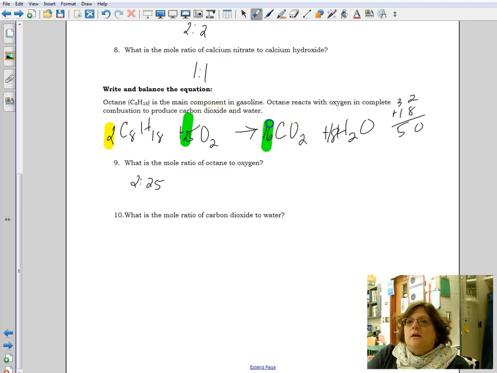What is the mole ratio of carbon dioxide to water? Carbon dioxide, water, 16 to 18. All right, we're going to stop here for now.